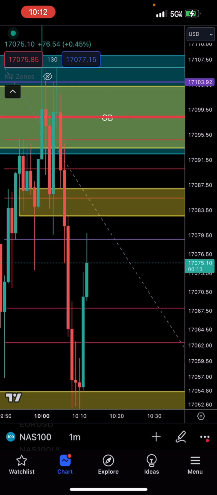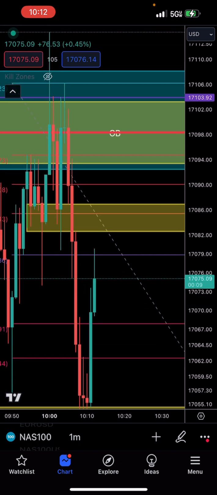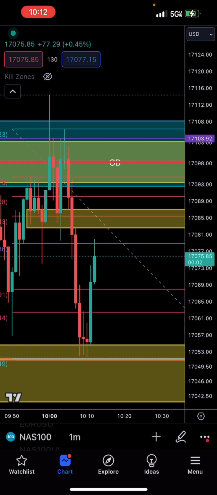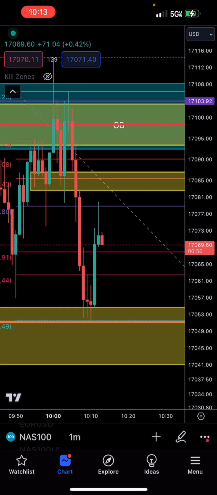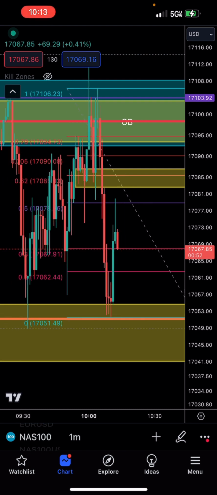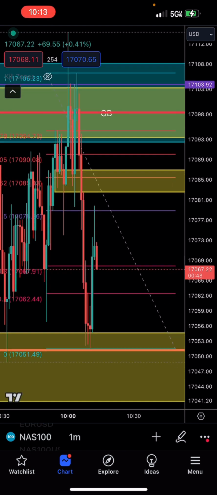Just went right above that purple line, which is the premium. It could just go from here because it went above that purple line.